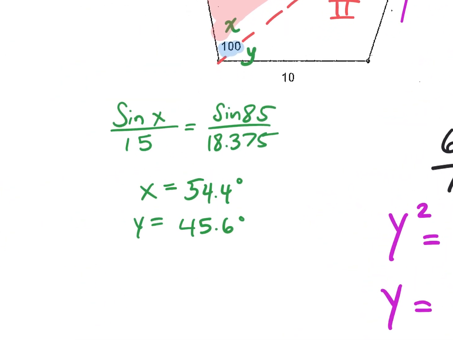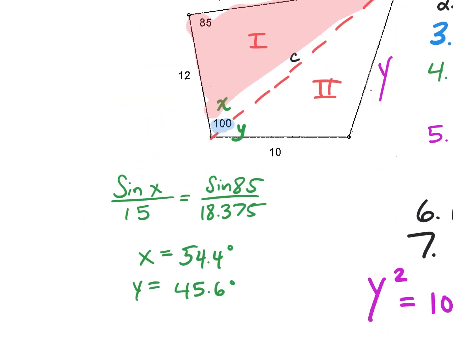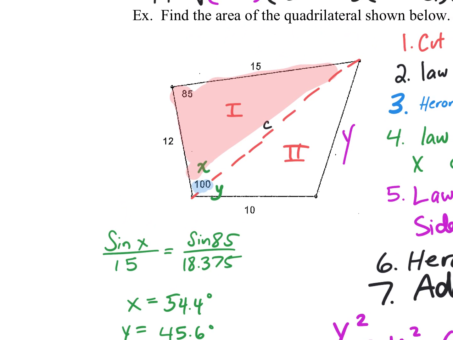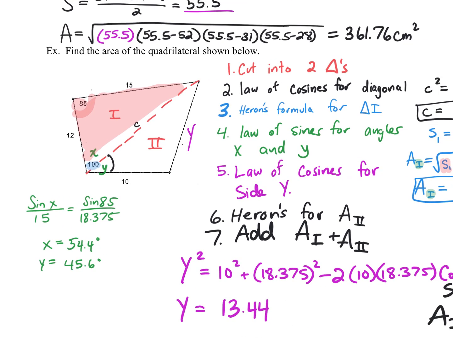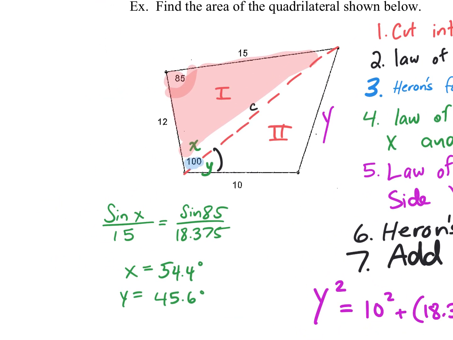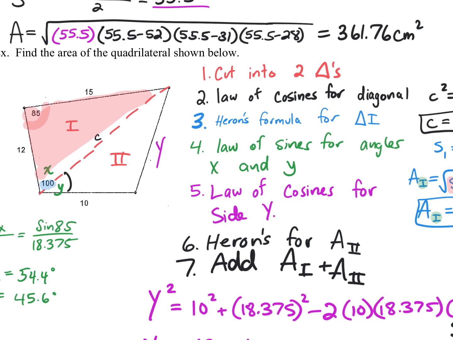That work is here. I started by trying to find X. So I knew that the side across from it was 15 units long. And then I used the sine of 85 degrees and the side across from it. I found that that angle was 54.4. I also know that 54.4 can be subtracted from 100 to find angle Y, which is really what I was looking for. Because I didn't previously have an angle in that second triangle, this opens up our law of cosines.